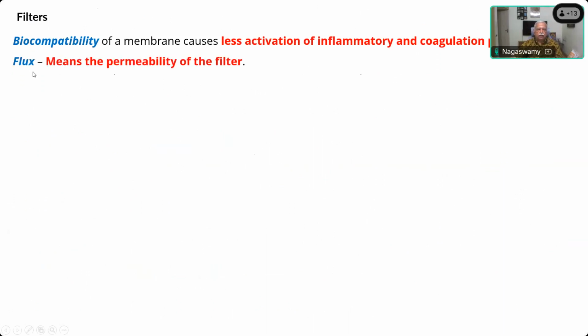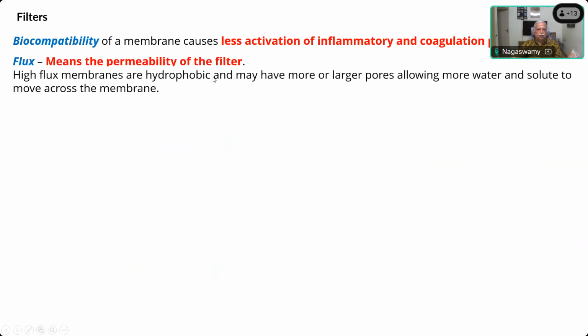There are a few filter qualities. One, it should be biocompatible. Second, it should have a proper flux. What does the word flux mean? It means the permeability of the filter. High flux membranes are hydrophobic and have larger pores, allowing more water and larger substances to go through. The semi-permeable nature allows more water and larger molecules to go out. So the flux is very important.